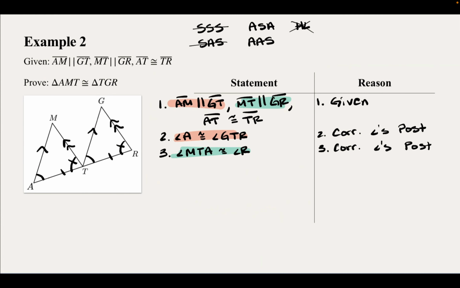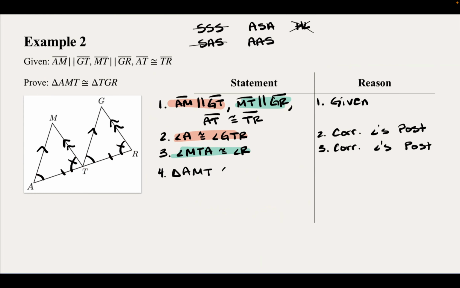How do you know which one? You look at your diagram. I've got this side here, which is the included side. So 2 congruent angles and the included side, that is ASA. I'm going to say that the triangles are congruent.